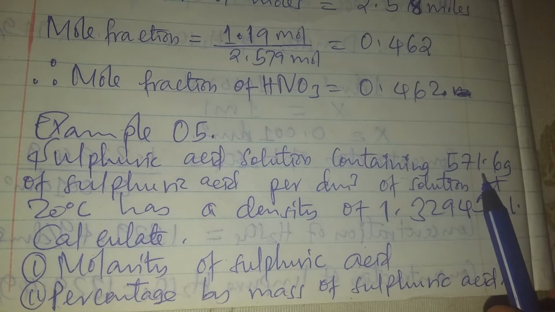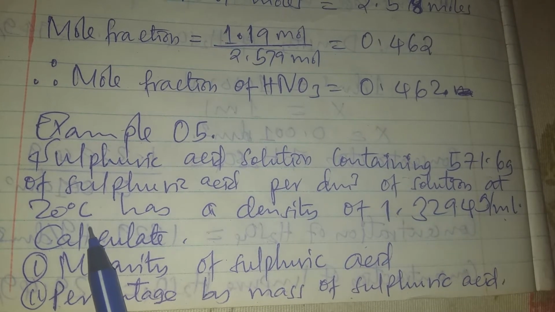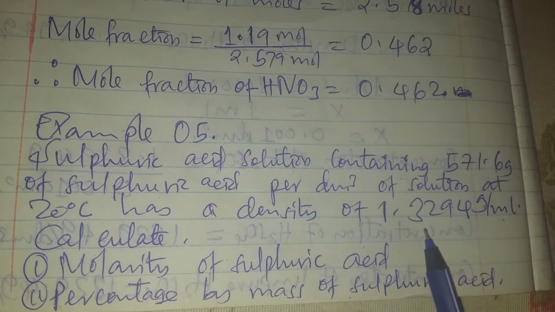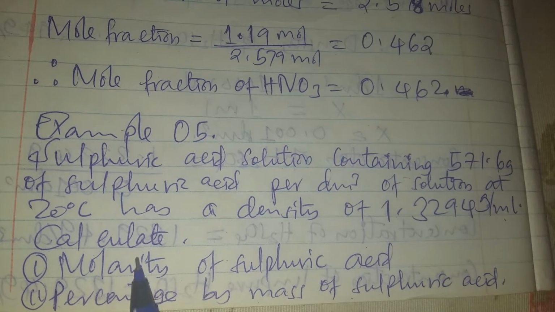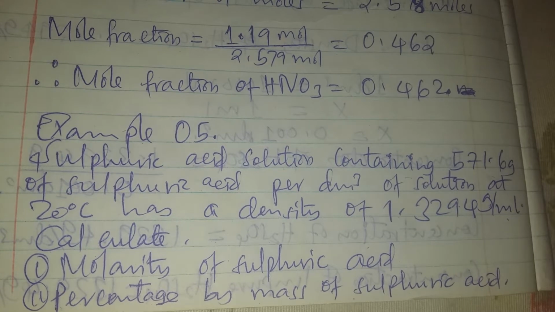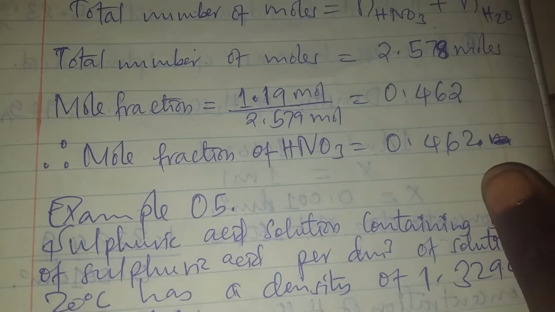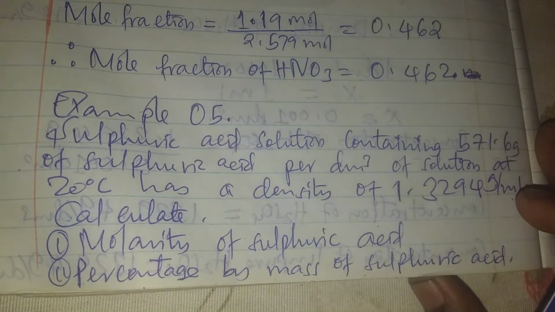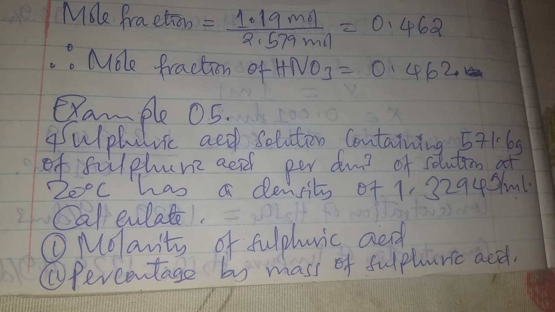571.6 grams of sulfuric acid per dm cube of solution at 20 degrees Celsius has a density of this one. Now the question is: calculate, first, the molarity of sulfuric acid; second, the percentage by mass of sulfuric acid. And then there are other questions which continue after this. Now let's start by solving these two parts, and then the other parts will continue.